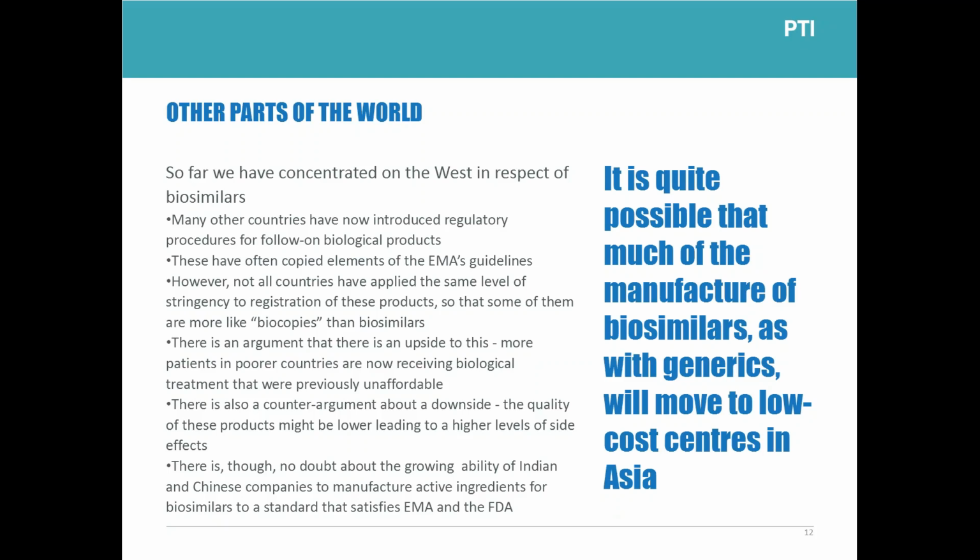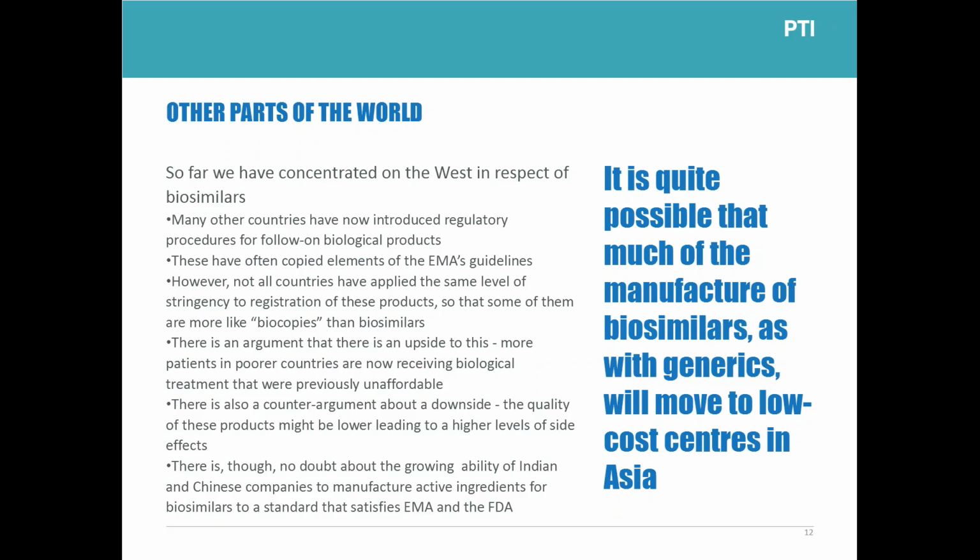Not all, though, have done that to the same extent and with the same degree of stringency. Some of these products, which have been registered under the less stringent system, may be called biocopies rather than biosimilars. And there are two arguments concerning these. One, that there is an upside. In other words, that more patients in poorer countries are receiving biological products and treatments that were previously unaffordable.